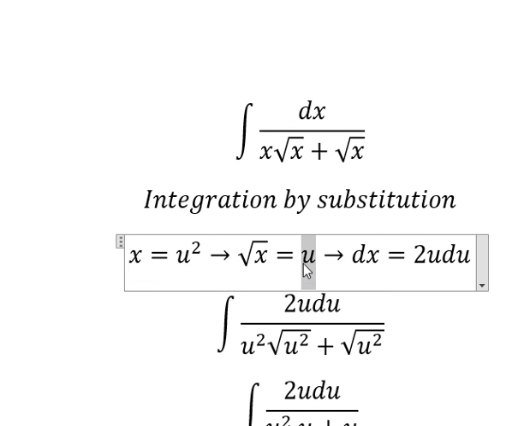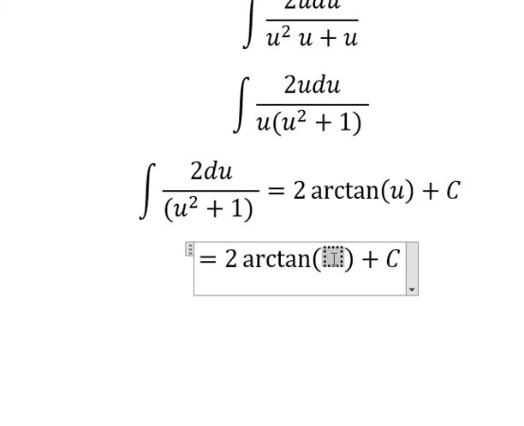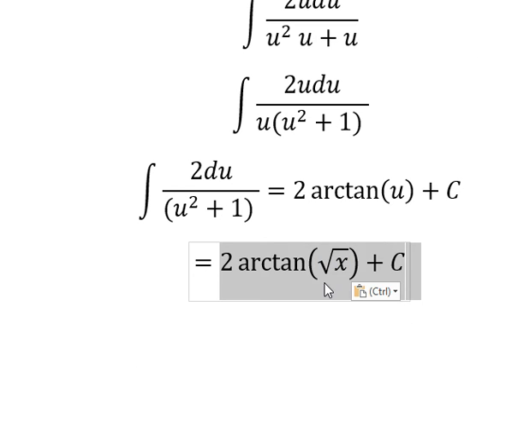So we need to change u into the square root of s. And this is the final answer.